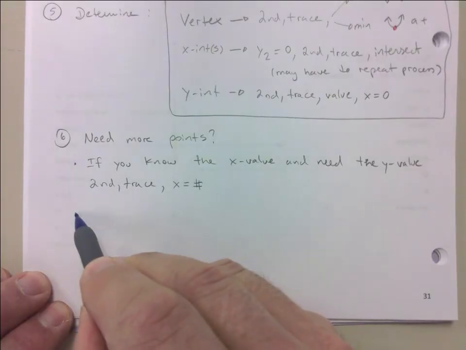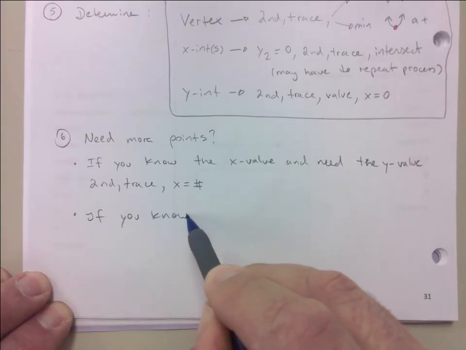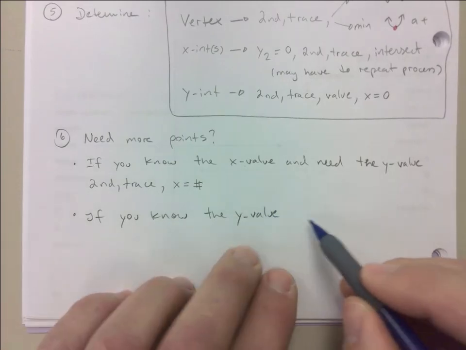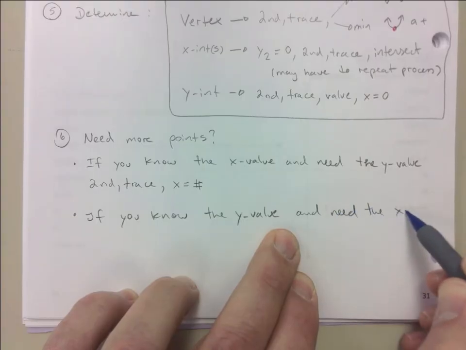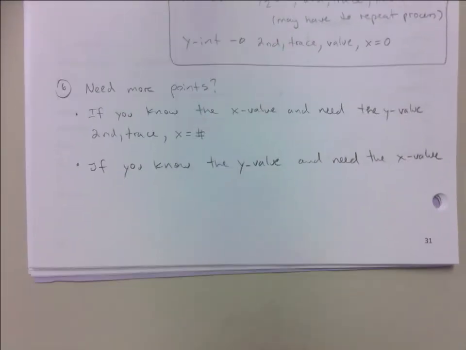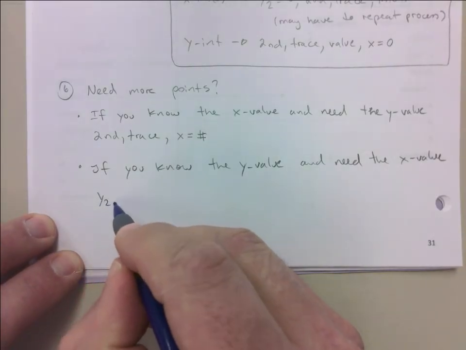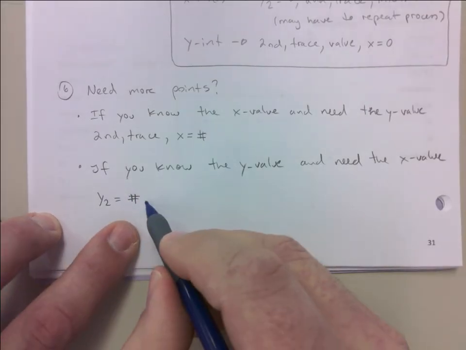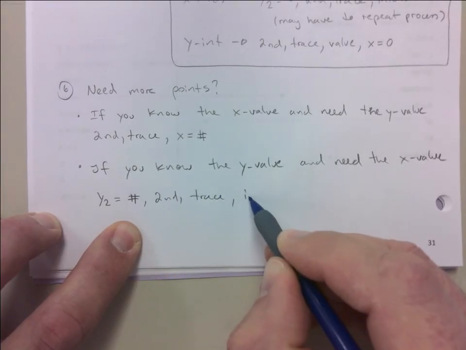The other if is this. If you know the y value and you need the x value, we go y2 is equal to that y value you know, and then you go second, trace, intersect.